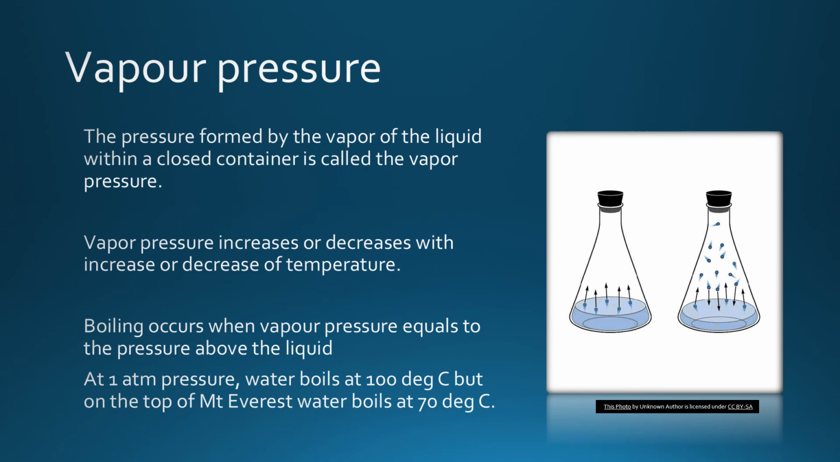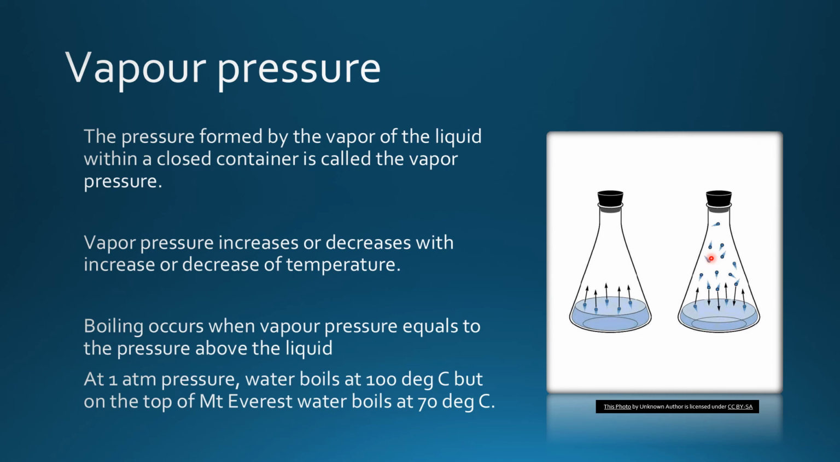Now let's talk about vapor pressure. Molecules of liquid are in constant agitation and with sufficient energy, like if you provide some heat here, then it will get some energy. And because of the heat, some of the molecules escape from the liquid to become vapor. If you confine the liquid and vapor both inside a closed container, the pressure formed by the vapor, so these are the vapors and this is the liquid, is called the vapor pressure.